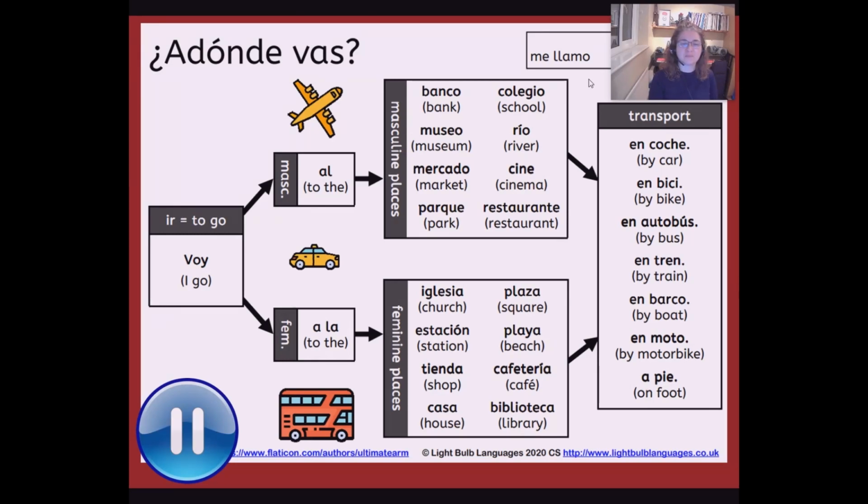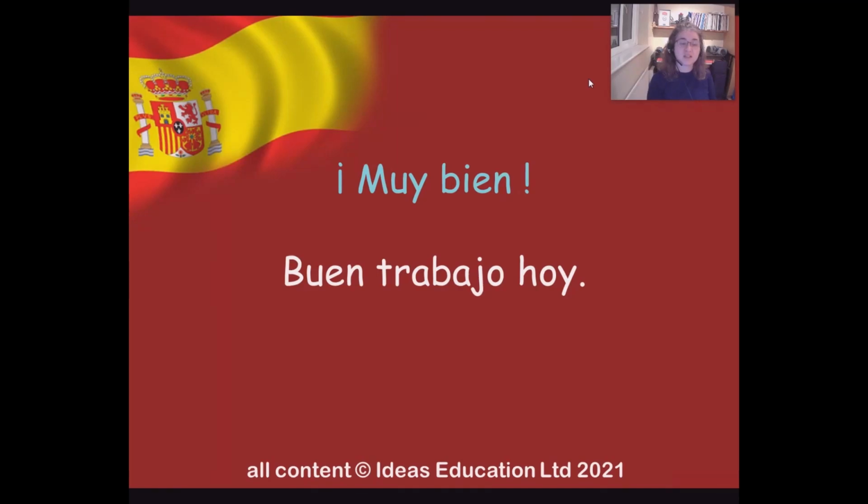Fantastic. So well done, you've worked hard there today. We've done lots of different things, and we've started something completely new, which is the transports, and then putting that into our sentences with the places in town.